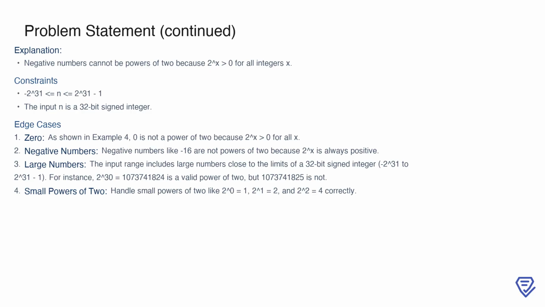Finally, we need to consider the constraints and edge cases for this problem. The input n is a 32-bit signed integer that falls within the range of minus 2 to the power of 31 to 2 to the power of 31 minus 1. Edge cases include handling 0, negative numbers, very large values close to the limits of this range, and smaller powers of 2 like 1, 2, and 4. These edge cases ensure that our solution is robust and can handle all valid inputs correctly.